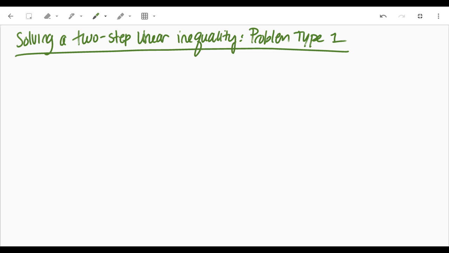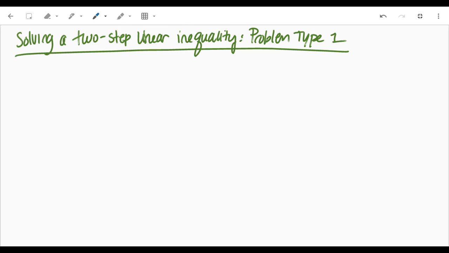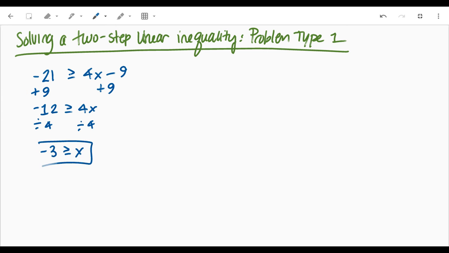The first one is just like linear equations, but you just have to remember that when you multiply or divide by a negative, the sign switches. If we have negative 21 is greater than or equal to 4x minus 9, it's the same way as if that was an equal sign in the middle. We add 9 to both sides, so we have negative 12 is greater than or equal to 4x. Divide by 4, and we have negative 3 is greater than or equal to x. And that's it. That's all you do.